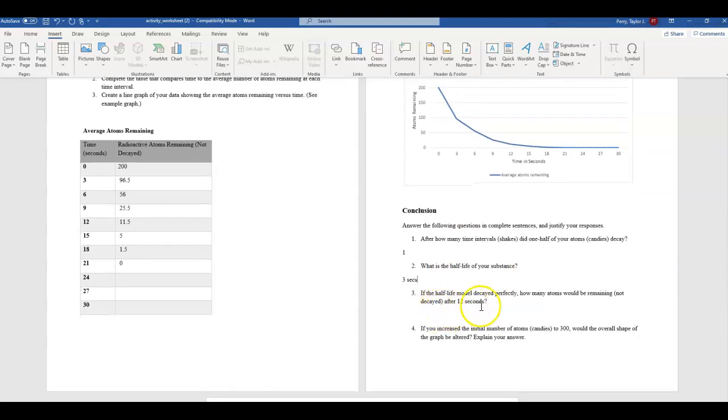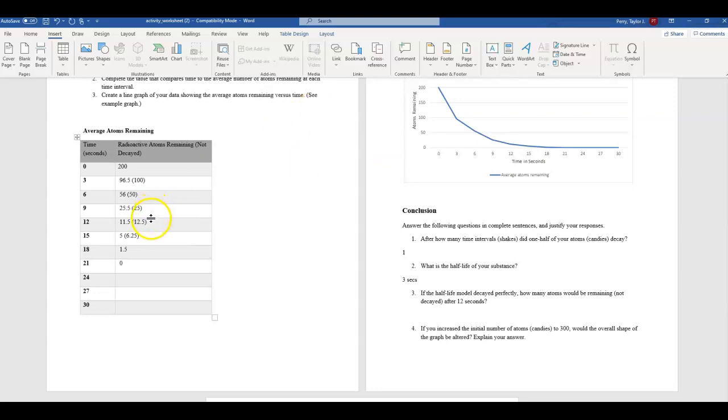All right, if the half-life model decayed perfectly, how many atoms would be remaining? When they say perfectly, they just mean, whereas we took an average, if we were to look at this perfectly, that would mean that in every interval, it would decay by exactly half. So for instance, instead of 96.5, if this decayed perfectly, that would be 100, okay? And then this would be 50, and then this would be 25, and this is, what's that, 12.5, I want to say? Math hard. All right, and then you do 12.5 divided by 2, which is 6.25, okay?